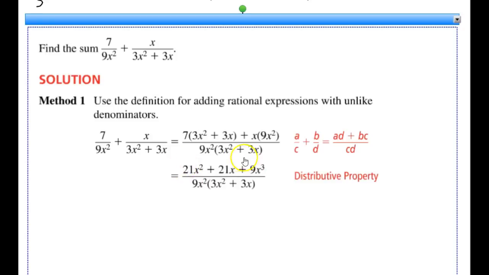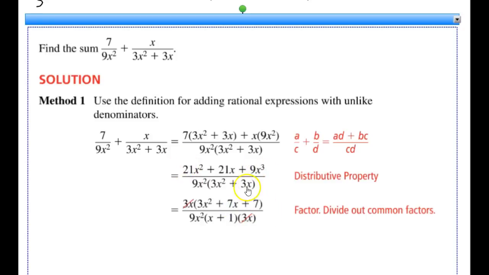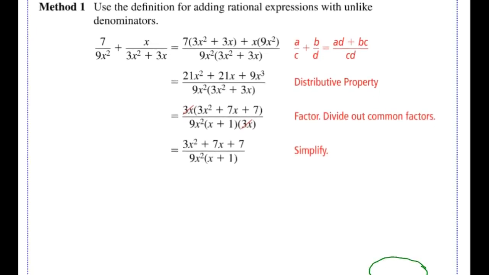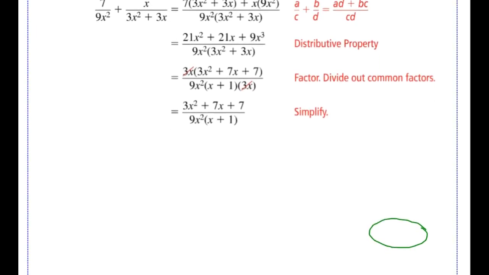Then I notice from the numerator I can factor some things, and I also see that I can factor something out from this polynomial in the denominator. Since I have a 3x in the numerator and a 3x in the denominator, I can factor that and divide that out, and then just finally simplify that one. Okay, so now let's look at method 2.